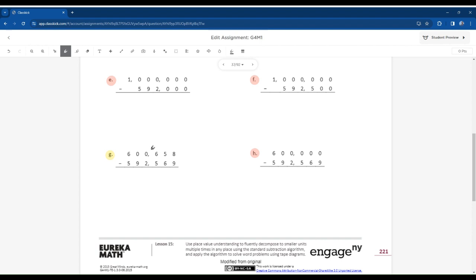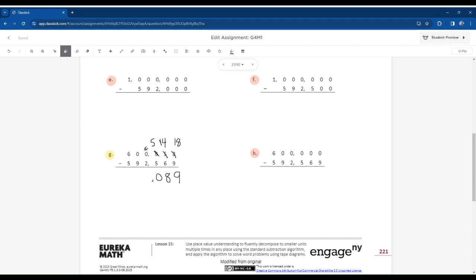So for letter G, 8 minus 9 in the ones place would have to regroup in order to do that. So this 5 in the tens, I'm going to regroup 1 ten for 10 ones. So take away a 10 from here to make 10 ones. 18 minus 9 is 9. 4 minus 6, I'll have to regroup to do. So I'll take 6 hundreds and regroup it for 5 hundreds and 10 tens. 14 minus 6 is 8. 5 minus 5 is 0.